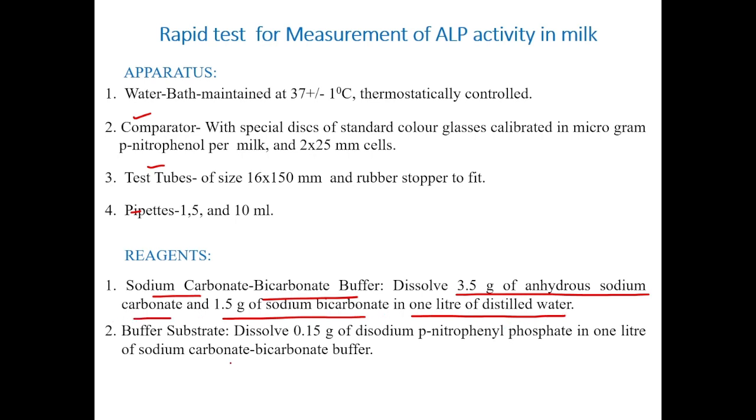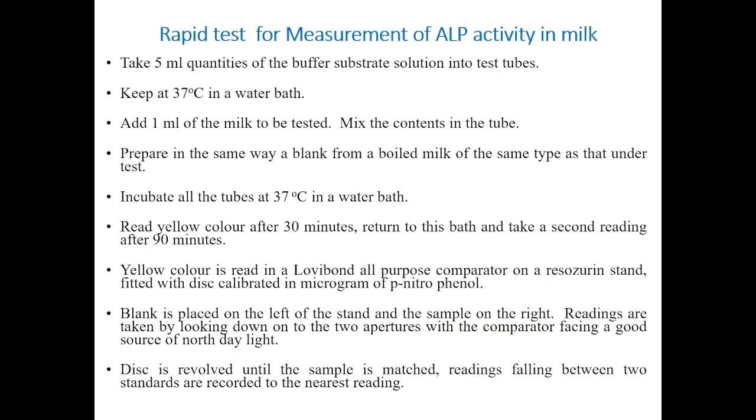Then for the buffer substrate, you dissolve 0.15 gram of disodium paranitrophenyl phosphate in 1 liter of the sodium carbonate bicarbonate buffer which you have prepared. Okay, so now these are the steps involved to determine the phosphatase activity in milk.